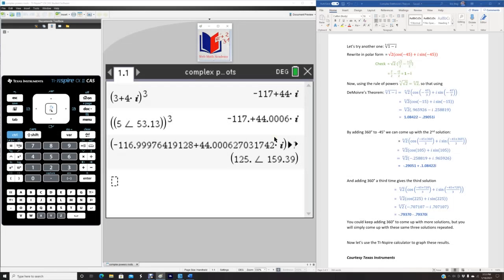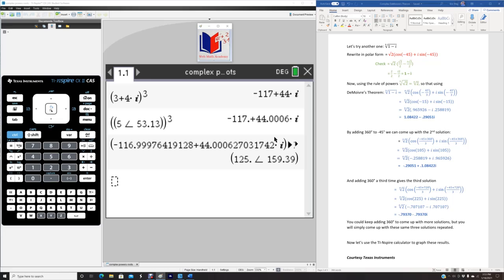Now let's try another one. Let's try the cube root of the complex number 1 minus i. First we rewrite that in polar form, and that comes to the square root of 2 times the cosine of -45 plus i times the sine of -45.